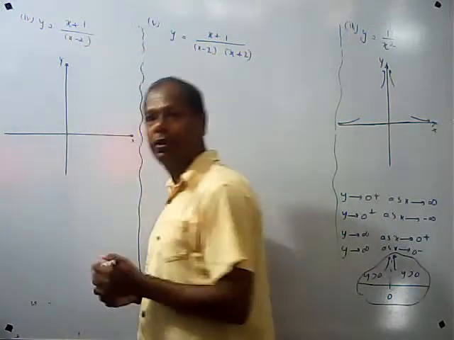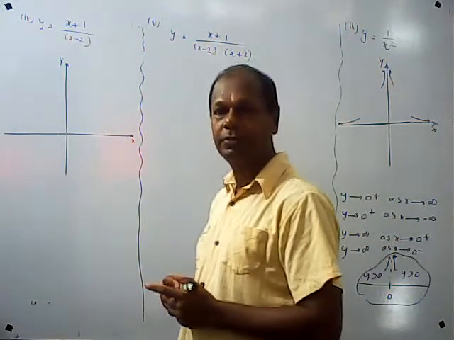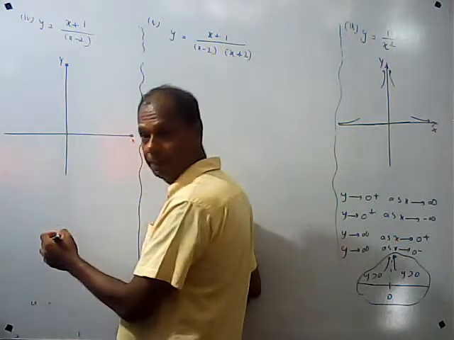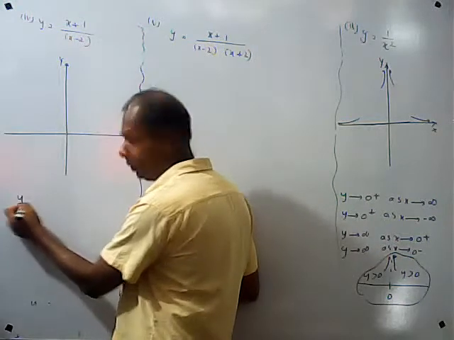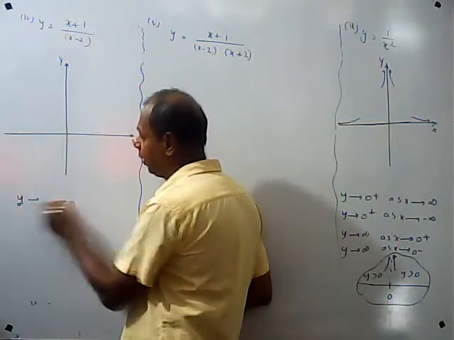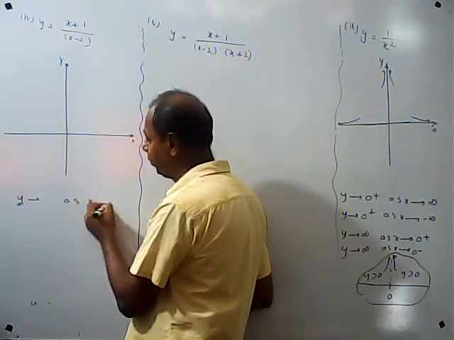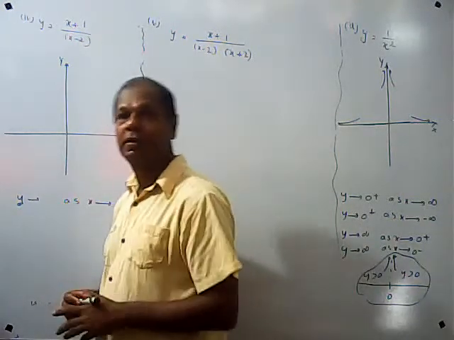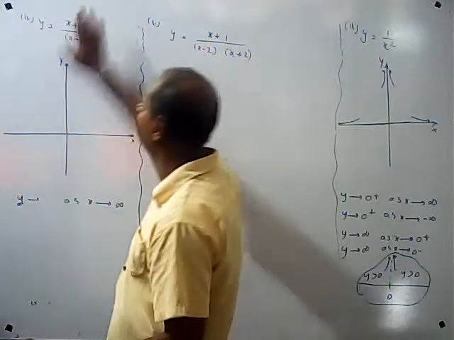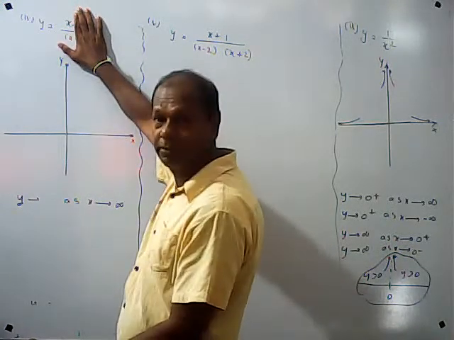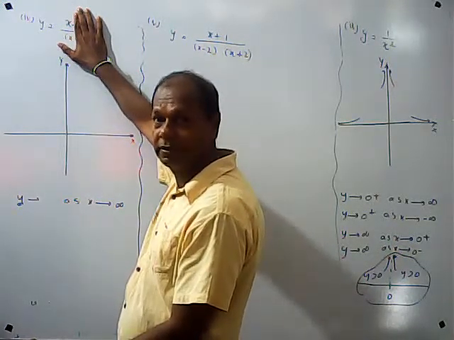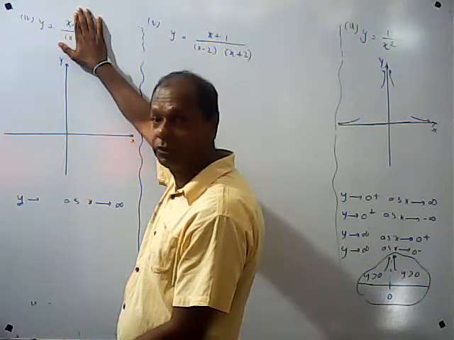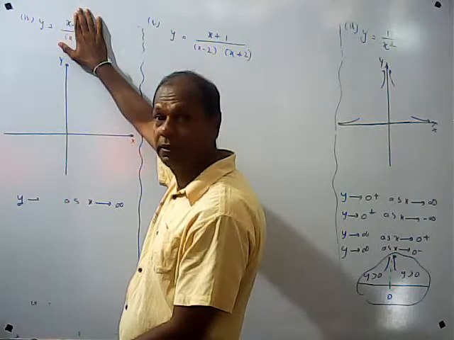If you want to check for horizontal asymptotes, you have to send x to infinity, right? What happens to y as x goes to positive infinity? Just look at the two highest power terms. x and x get cancelled and give 1. As x goes to infinity, you have to find the limit of y.